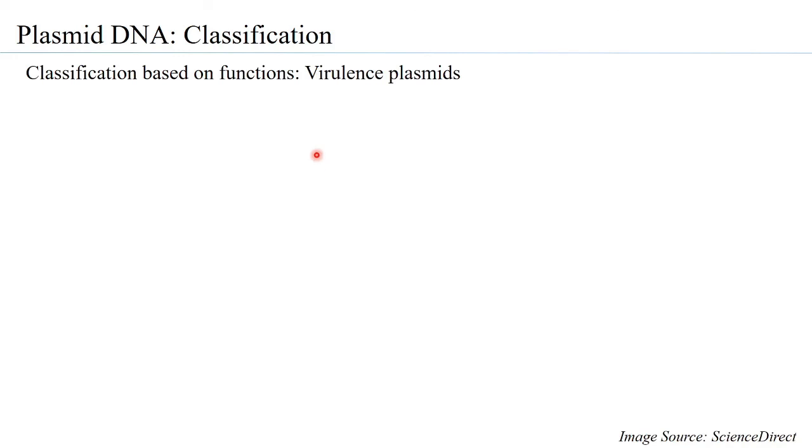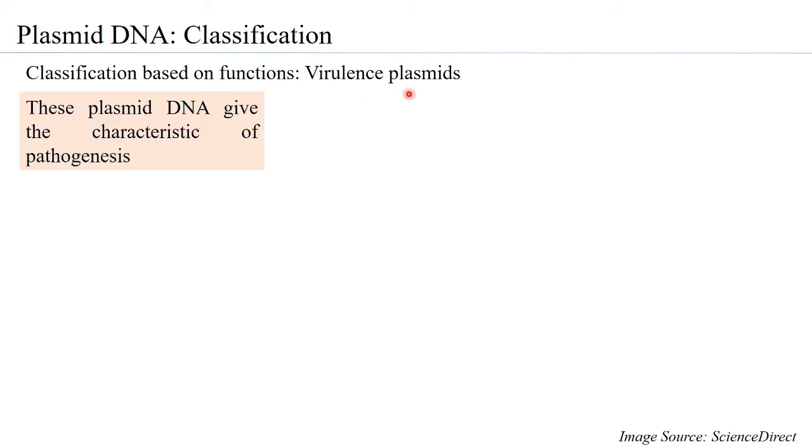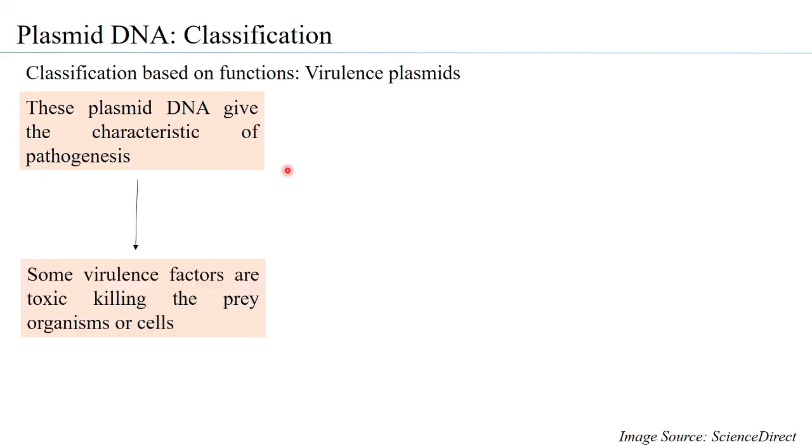Now we move on to another group of plasmids, which are called the virulence plasmids. As the word suggests, these plasmids give the bacteria characteristics of pathogenesis. That means that the bacteria can become pathogenic and can infect other cells, may it be animal cells or plant cells, effectively.